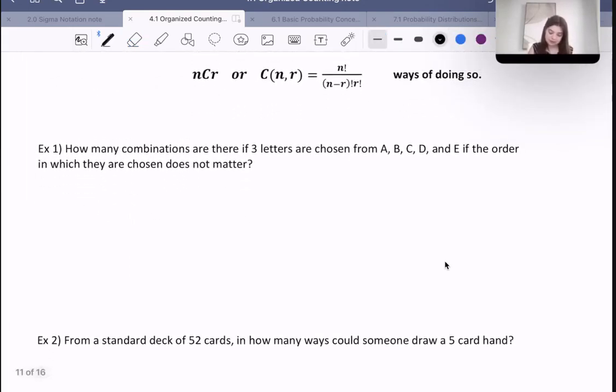The first example says, how many combinations are there if 3 letters are chosen from A, B, C, D, and E if the order in which they are chosen does not matter? So we did a similar question to this with permutations of letters. In this case, the order we choose them in doesn't matter. So ABC is the same as BAC, which is the same as CBA, etc. All 6 of those different permutations are only going to be counted as one combination because they all use the same 3 letters. So let's do that.